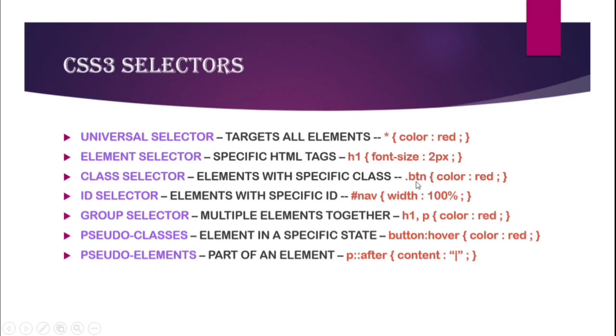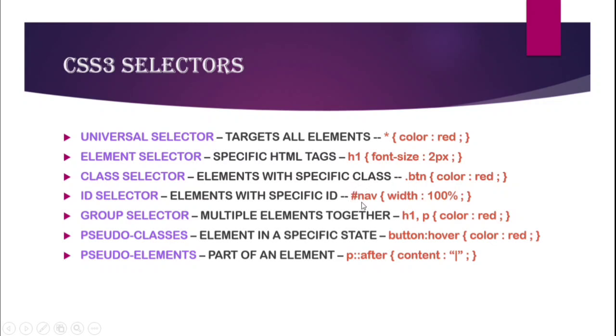Here I am using btn. Btn is nothing but the button. For the button tag, I have added the class equal to btn. So I'm calling the class selector here by using .btn and I'm adding the color equal to red. Whatever element has btn as a class, the color red will be applied to it. This is nothing but elements with a specific class, which is the class selector. In a similar way we have the ID selector, elements with a specific ID. For the class selector we use a dot, and for the ID selector we use a hash.